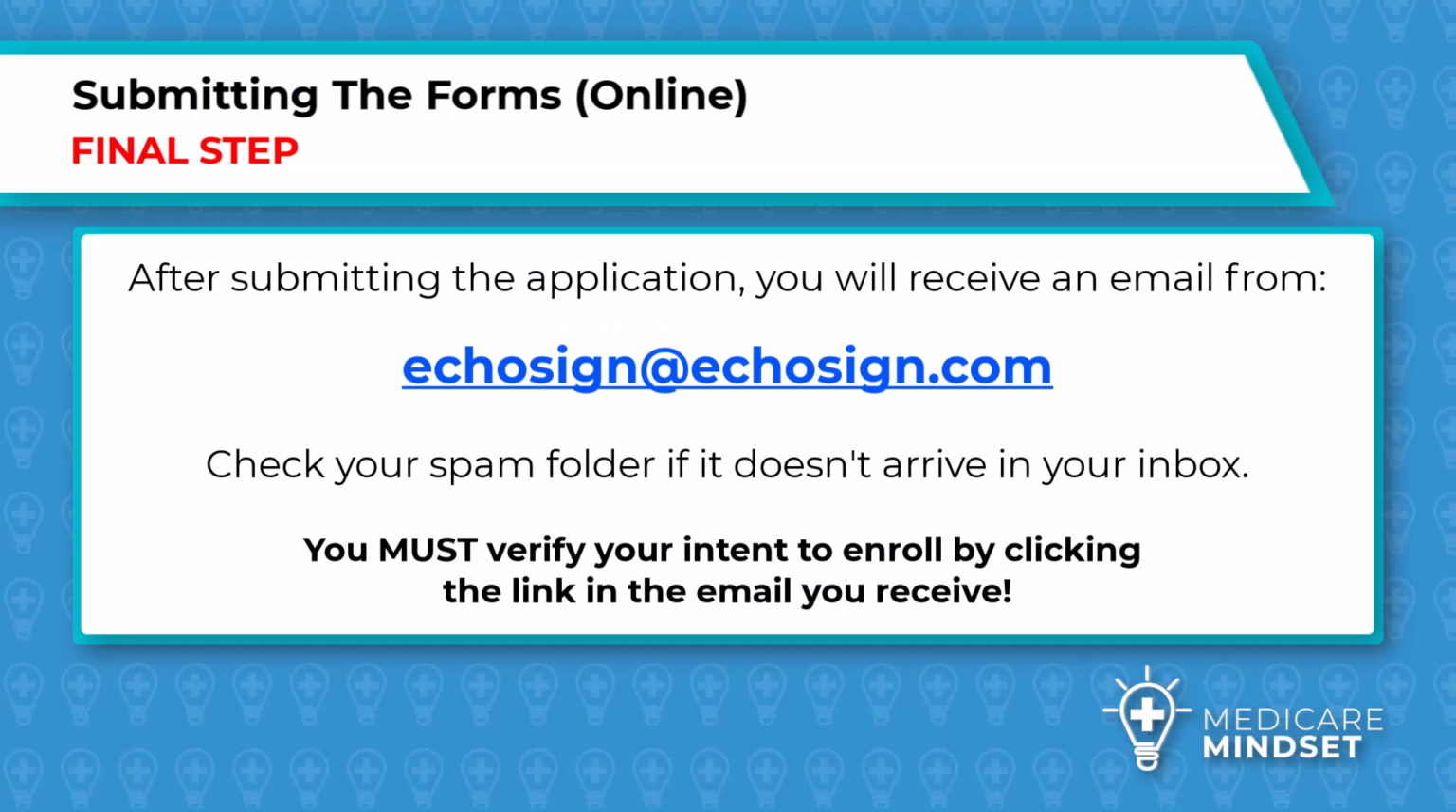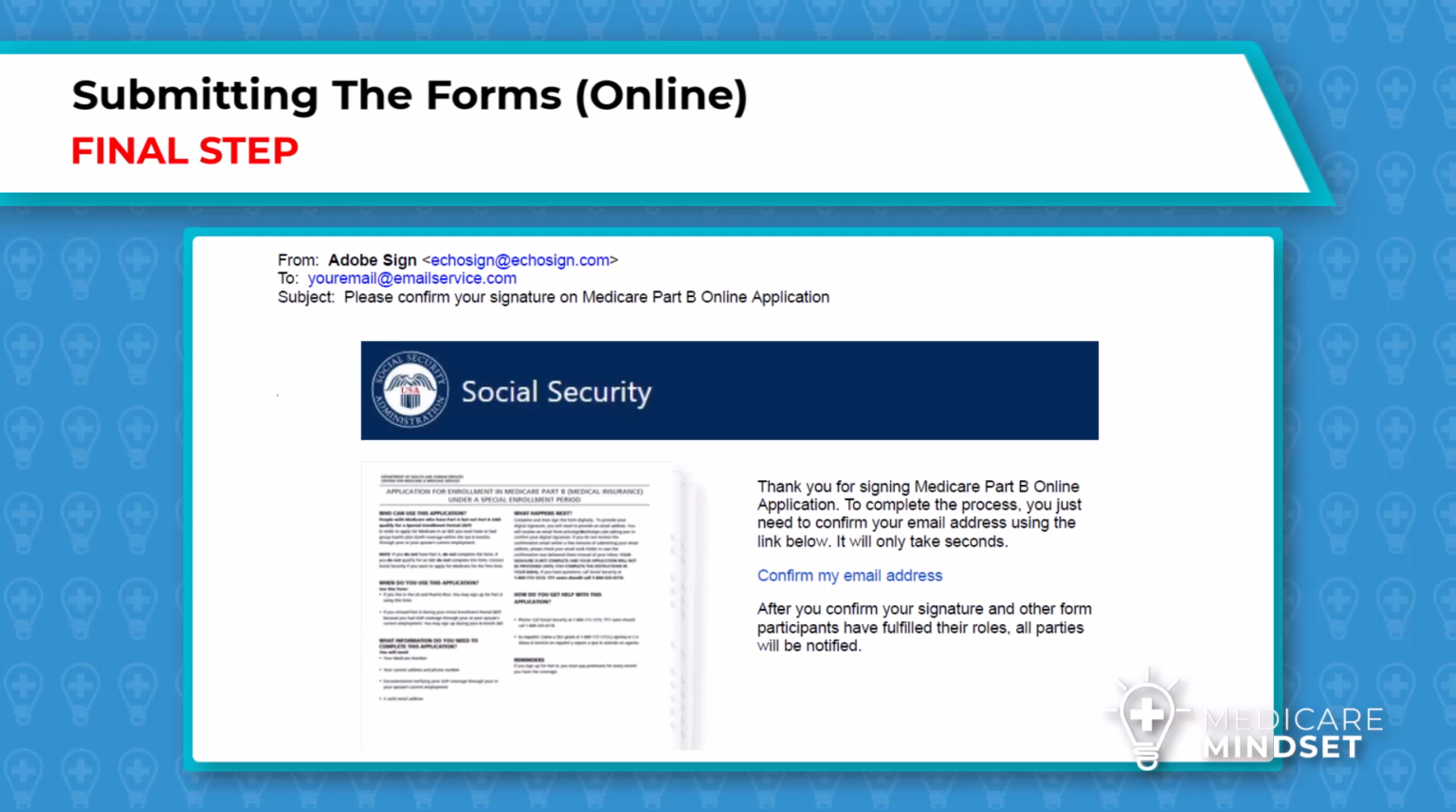Pretty quickly, you'll receive an email from echosign@echosign.com with a subject line that references your Medicare Part B online application. Be aware that it might end up in your spam or junk folder, so check those too if it doesn't arrive within a minute or two. Here's what the email looks like. Literally, all you need to do is click the link in the email to confirm your email address. Your application for Part B will not be fully submitted to Social Security until you complete this final step.